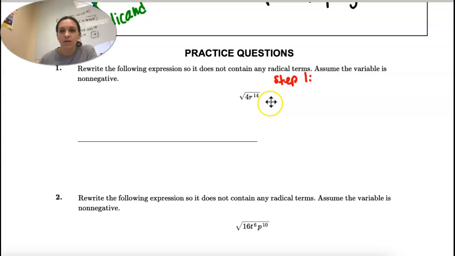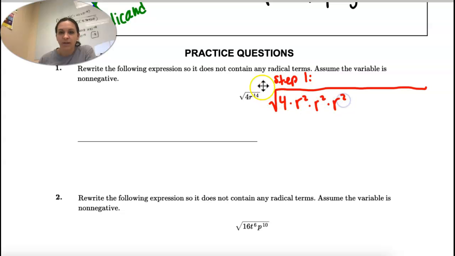So 4 is already a perfect square. It's 2 squared. But for variables, we just want to split them into 2. So r squared, r squared, r squared, and look, how many do I need? 14 r's. So right now I have 2, 4, 6, 8, 10, 12, 14.